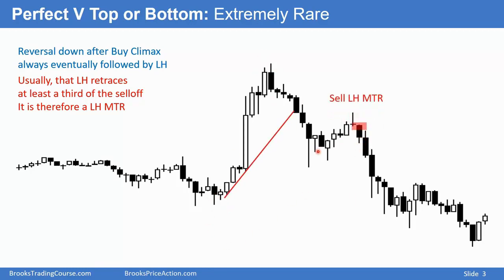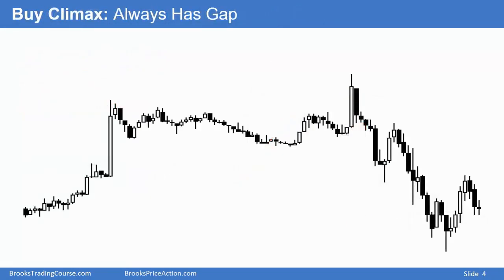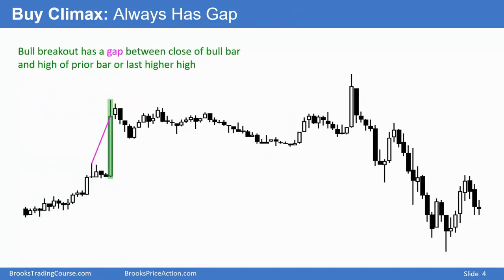We have a bull trend, a strong bear breakout, a two-legged rally to a lower high. Traders will sell below the low of that bar, taking a chance that we'll get a swing down. We have a strong bull breakout, and initially there's a gap between the close of this bar and the high of any of these bars.